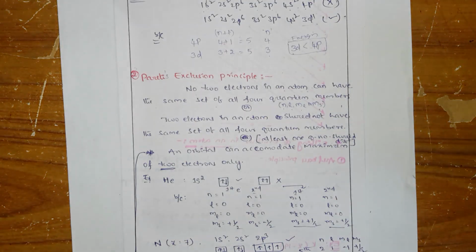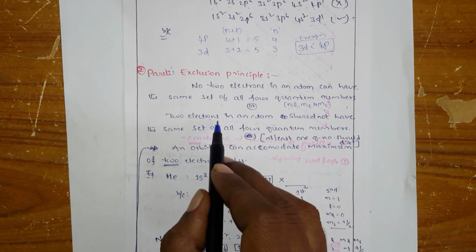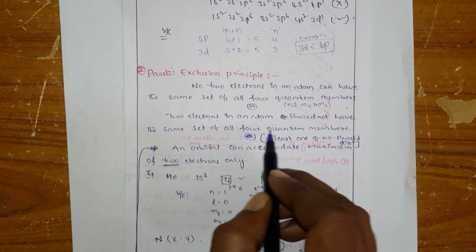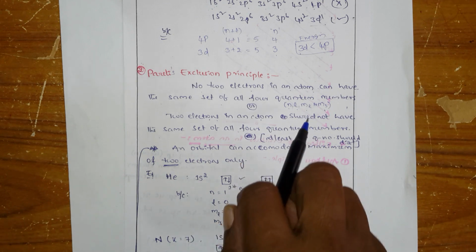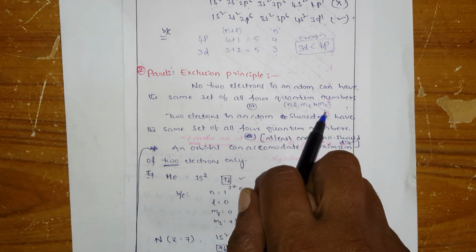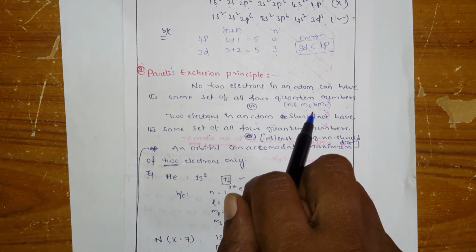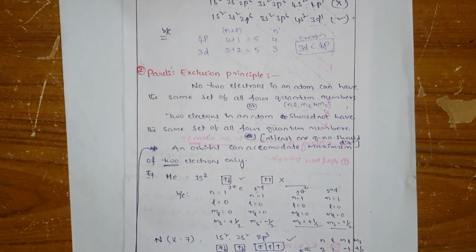Right? So you can also express it in another way. That means two electrons in an atom should not have the same set of all four quantum numbers. At least one should be different. So if suppose n, l and ml are the same, even though ms is different, no problem. That means at least one quantum number should be different. Not all four quantum numbers should be the same, right?